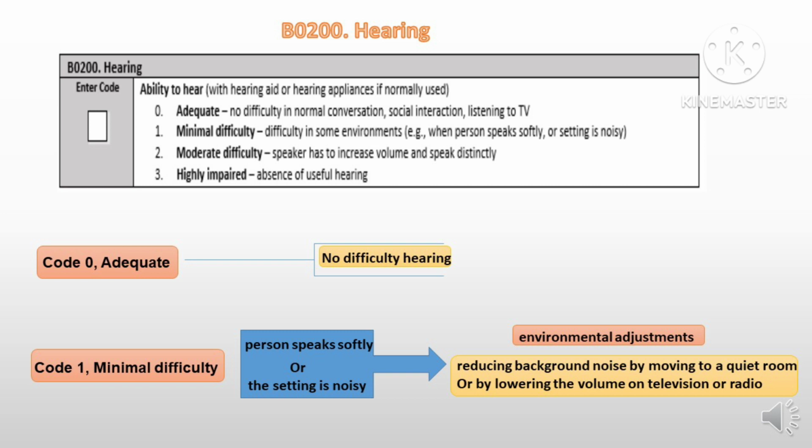Code 0 for adequate, it means the patient does not have difficulty hearing in normal conversation, social interaction, or listening to TV. Code 1, minimal difficulty, when the patient has difficulty in some environments, for example when a person speaks softly, or the setting is noisy. The patient hears speech at conversational levels but has difficulty hearing when not in quiet listening conditions or when not in one-on-one situations. The patient's hearing is adequate after environmental adjustments are made, such as reducing background noise by moving to a quiet room or by lowering the volume on television or radio.